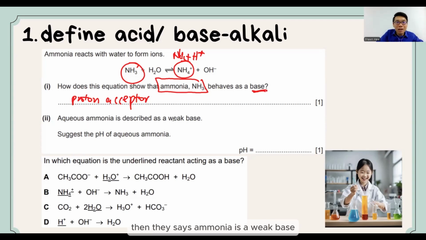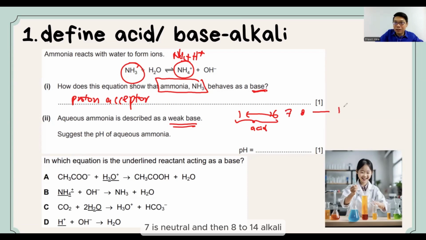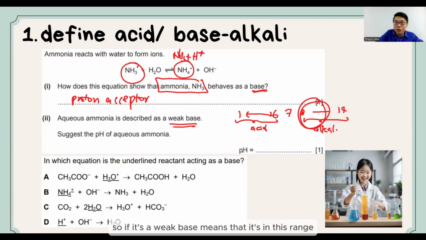Then it says ammonia is a weak base. So we know that pH 1 to 6 is acid, 7 is neutral, and then 8 to 14 is alkali. So if it's a weak base, it means that it's in this range. So any numbers from 8, 9, 10, 11 will be accepted.